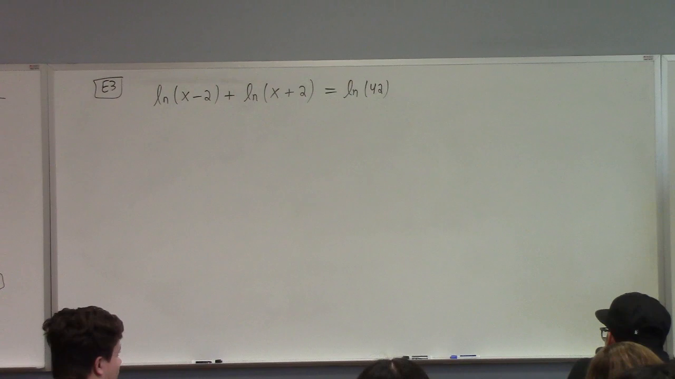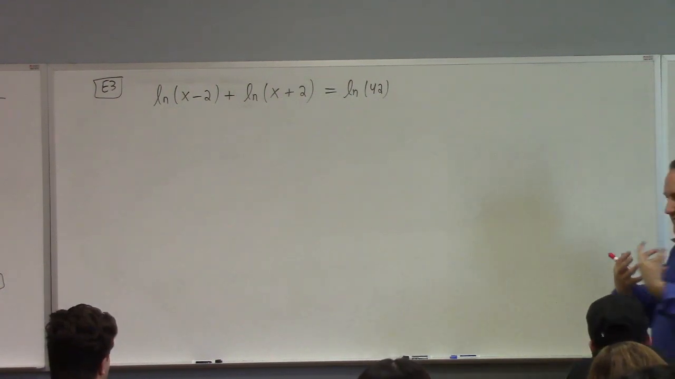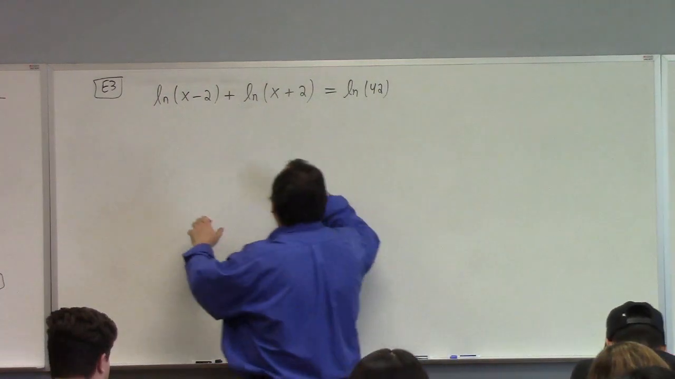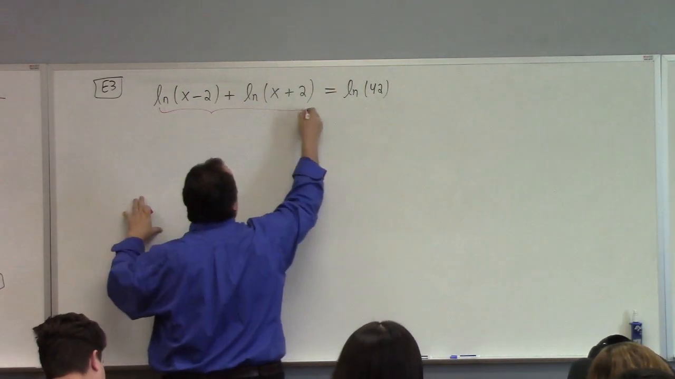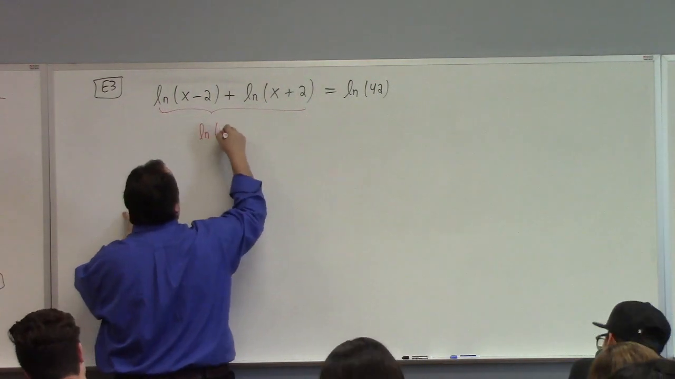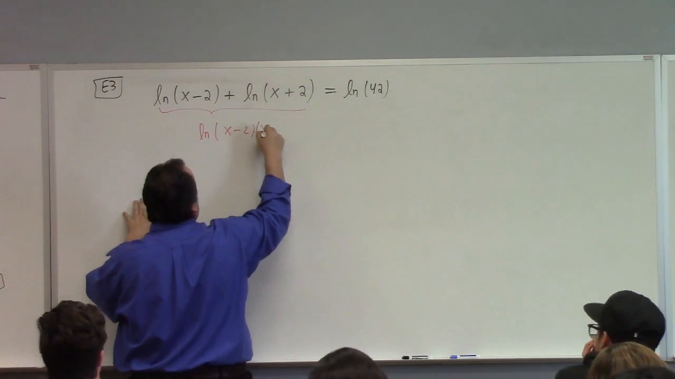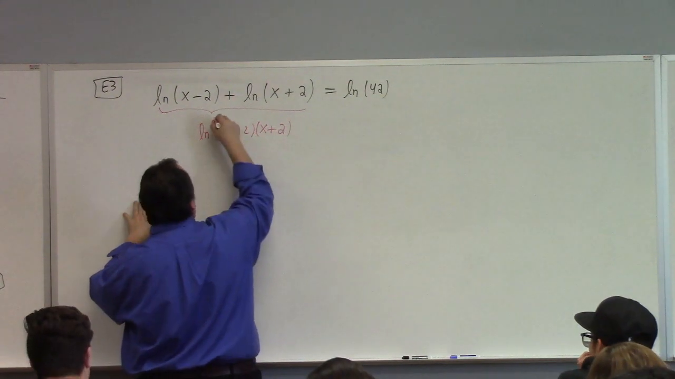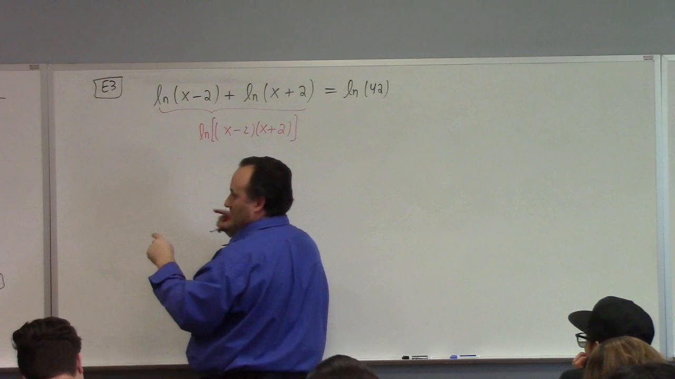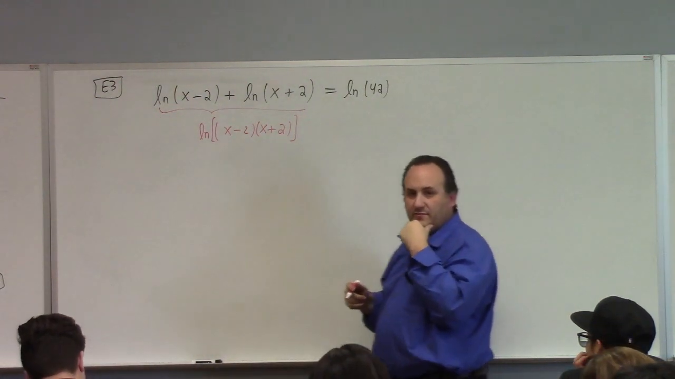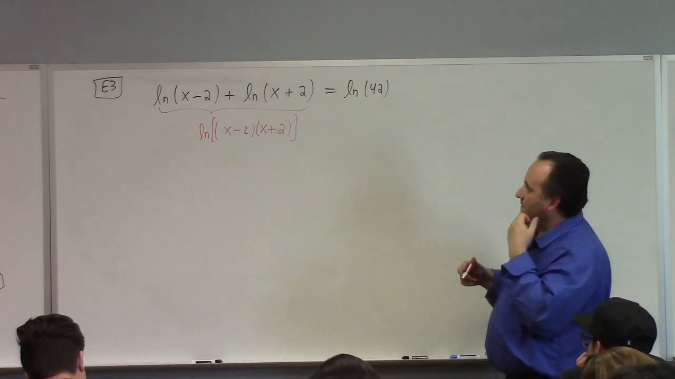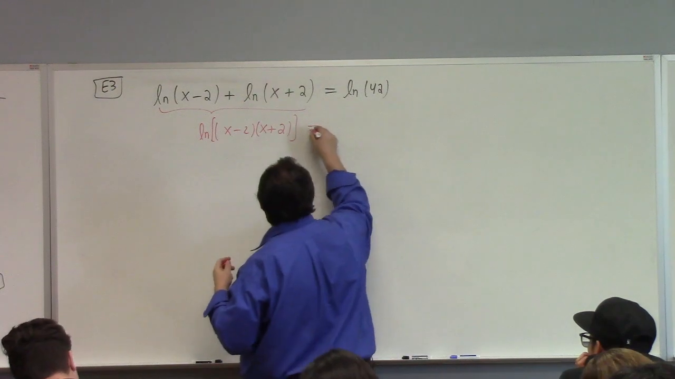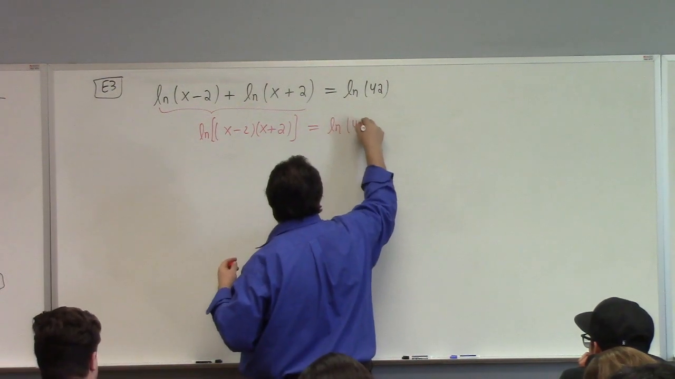Here's what you do. Use properties of the log to collect the logs together. So here, this is the same as the natural log of x minus 2 times x plus 2 by the properties of the log, right? The sum property. And on the other side, you've got natural log of 42.